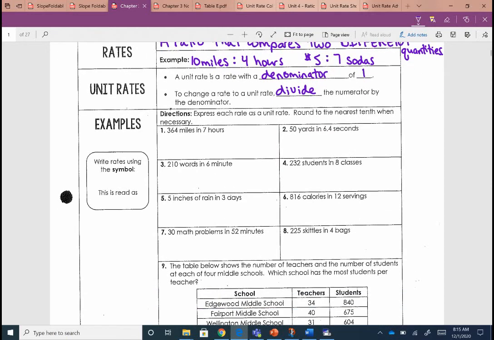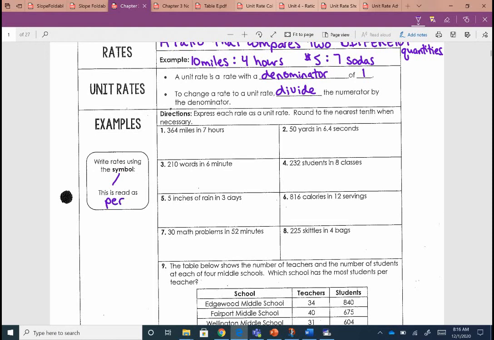We've seen that symbol before. That can mean division. How we read it, though, when we're talking about our rates, is as "per," P-E-R. So how many dollars per one soda? How many miles per 1 hour is what we want to try to figure out.